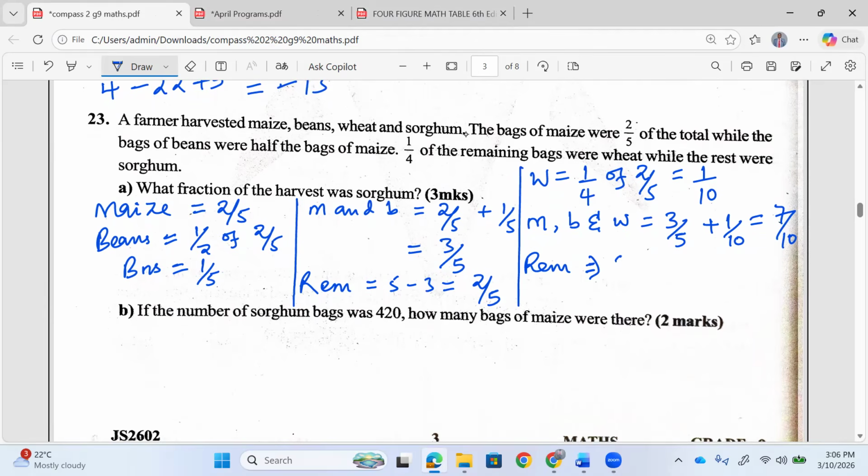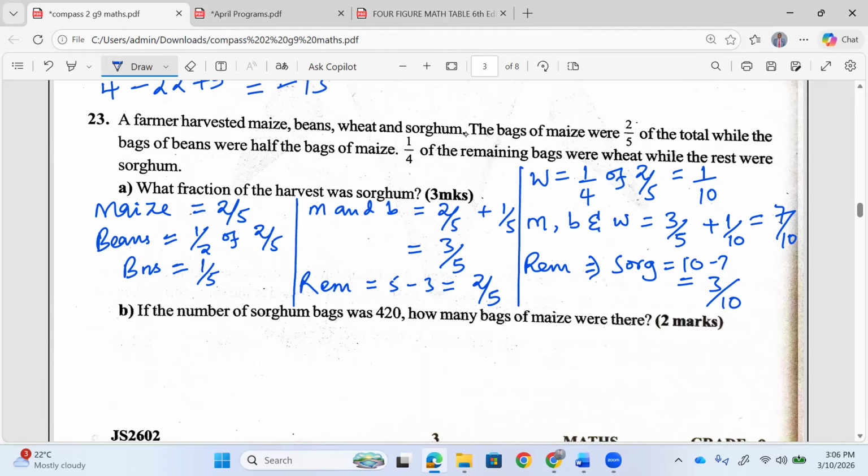The remaining, which is now sorghum, takes 10 minus 7, which is 3 out of 10. So the fraction that went to sorghum is 3 over 10. Yeah, 3 out of 10. A very simple question. Part B, if the number of sorghum bags was 420, how many bags of maize were there?